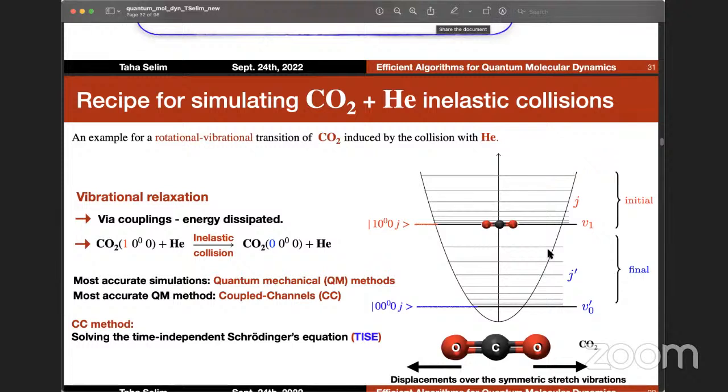Yeah, okay, fine. So how many molecules are you simulating at a time?